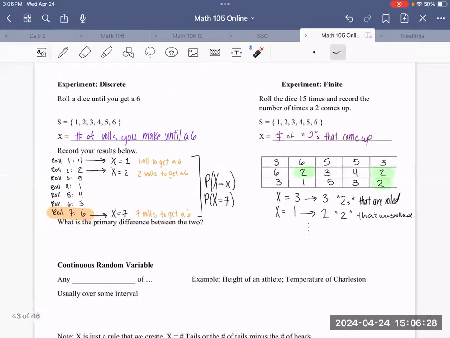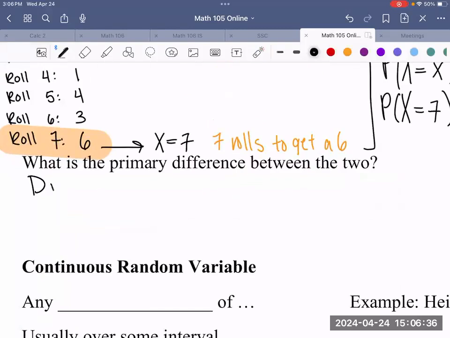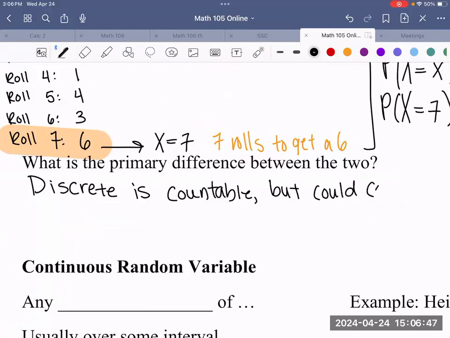So then what's the primary difference that you can see in your experiment? Well, discrete is countable, but it could continue. It took me 7 rolls, but it certainly can take longer than 7, right, to kind of keep going.